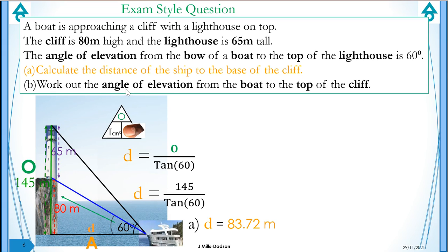So now, B, we're supposed to work out the angle of elevation from the boat to the top of the cliff. So that means from the boat to the top of the cliff, we need to work out this angle. It's this angle that we're supposed to work out. We know this is 80, and we know this side is also 83.72, and this is angle X that we're supposed to work out. Let's pull this right angle triangle aside so we can see it clearer here.